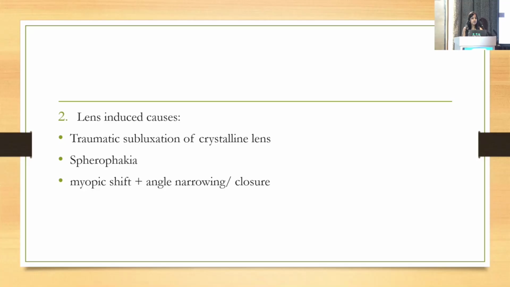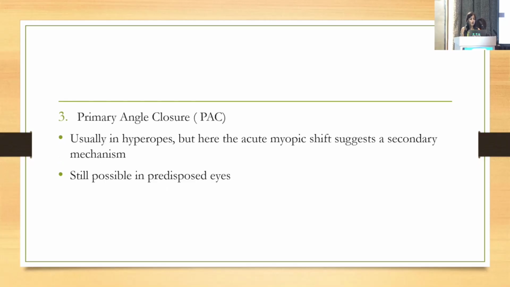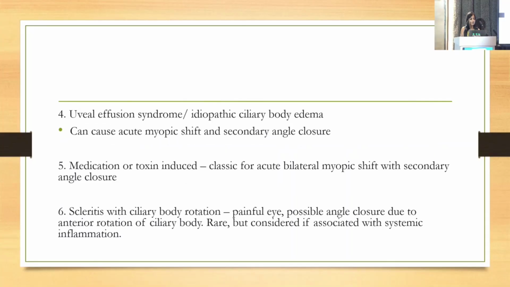Then the other could have been a lens-induced cause, like a traumatic anterior subluxation of the lens, spherophakia, that could also lead to myopic shift with angle narrowing. However, there was no history of any trauma. Or it could be a primary angle closure, but this is usually seen in hyperopes. But here also the acute myopic shift suggests a secondary mechanism. Or it could be a uveal effusion or idiopathic ciliary body edema, medication or toxin induced, in which there is classically a bilateral myopic shift.